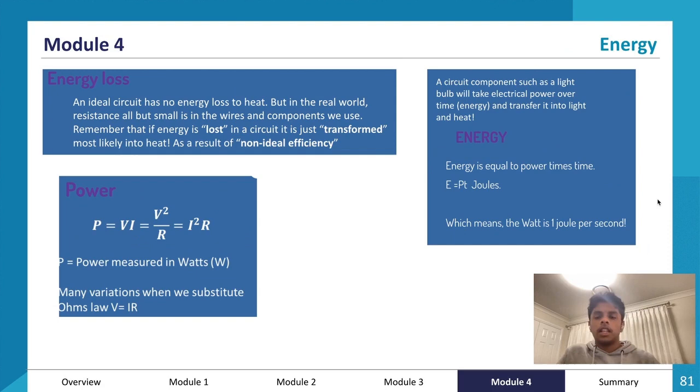Okay, so now let's look at energy. Energy loss, power, and energy itself. An ideal circuit, by definition, this is quite important. A question can ask you what an ideal circuit is, and to answer that question, an ideal circuit has no energy loss whatsoever. Not to heat, not to sound, not to vibrations, nothing. An ideal circuit has no energy loss.